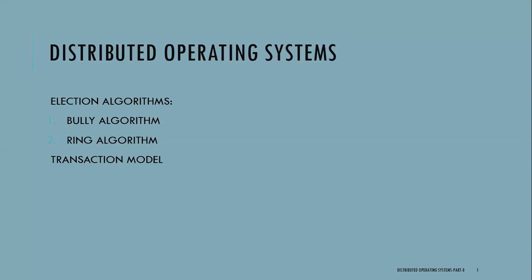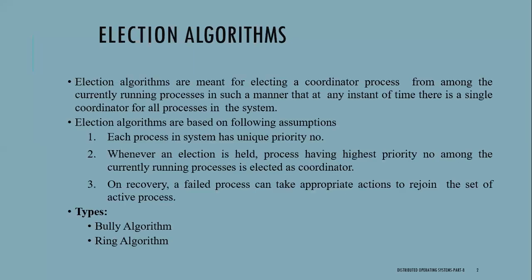In this video, I am going to present the details about election algorithms and transaction models. Election algorithms are meant for electing a coordinating process from among the currently running processes in such a manner that at any instant of time, there is a single coordinator for all processes in the system.